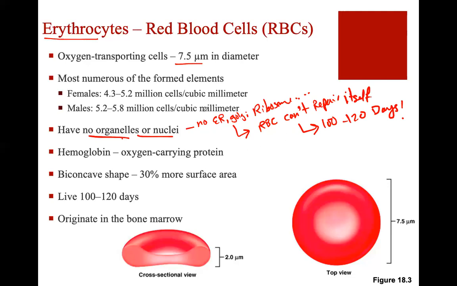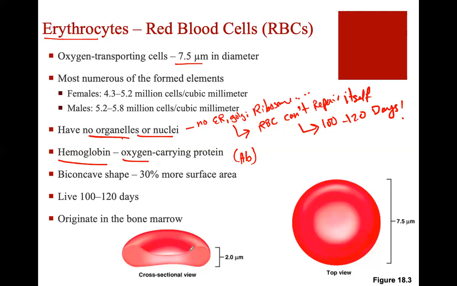Now, why do I take the nuclei and the organelles out of the cell? Because I want to use as much of the available space as possible to pack it with a protein called hemoglobin. We usually shorthand hemoglobin to Hb. And why do I need that hemoglobin? Because its main function is to carry oxygen for my cells.